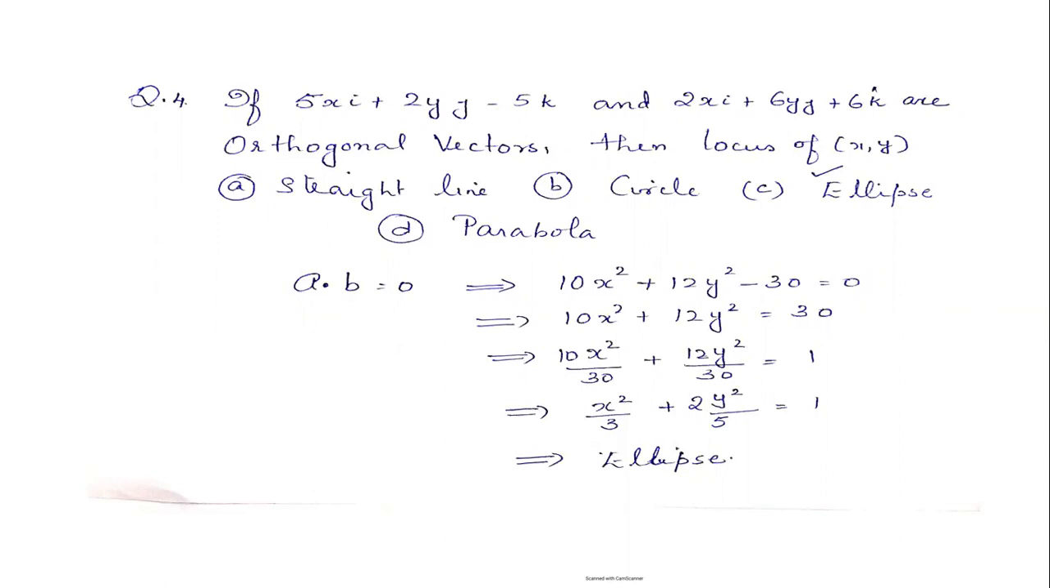When you take the 30 to the right hand side, you will get 10x square plus 12y square equal to 30. Dividing throughout by 30, you will get x square by 3 plus 2 by 5 y square equal to 1. That is of the form x square by a square plus y square by b square equal to 1, which is nothing but the equation of an ellipse. So the answer is option number C.